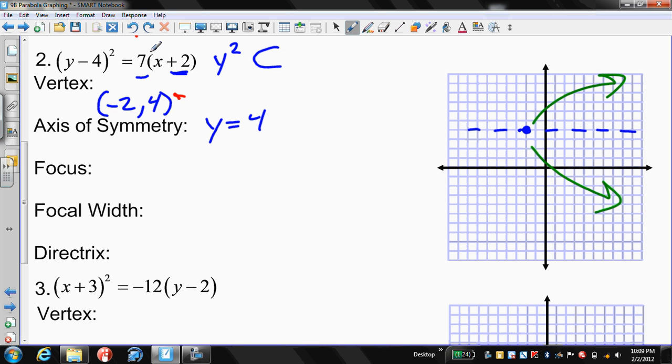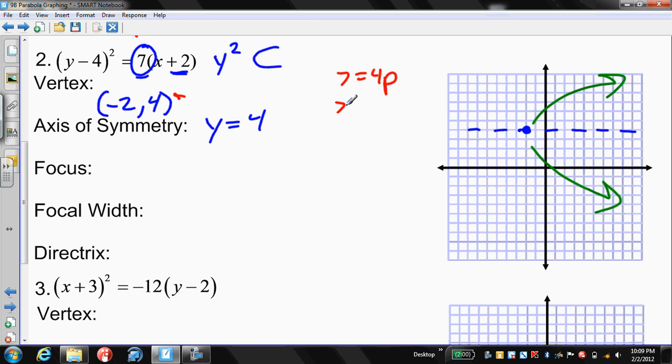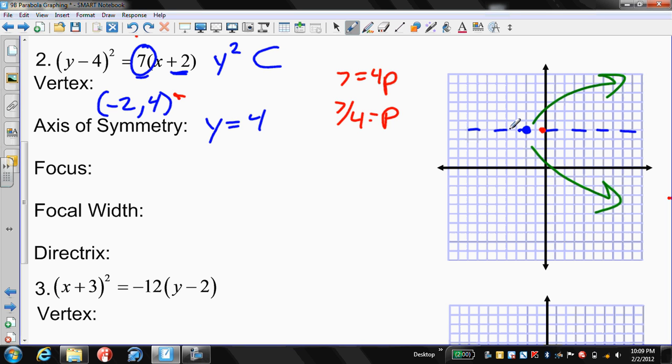For the focus, again, we're going to look at 7. So I'm going to set that equal to, we'll do this in a different color, 7 is equal to 4p, and simply 7/4 is equal to p. Okay, so our focus is 7/4 to the right, and then 7/4 to the left for the directrix. So 7/4 is just shy of 2. So I'm going to go over almost 2 and put a dot, and that's my focus. I'm going to go almost over 2, again 7/4 to the left, put a dot, and then sketch in my directrix through that point.